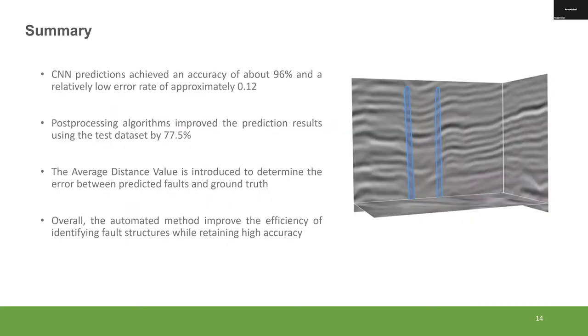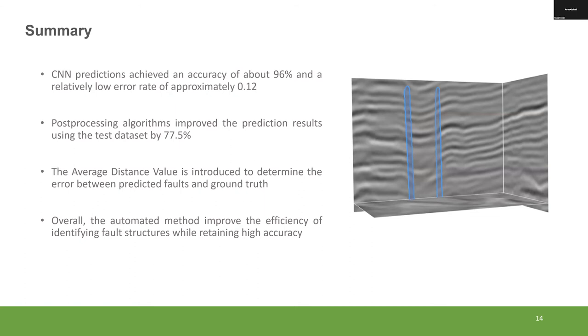In summary, the automated fault detection method helped us to achieve a more accurate prediction of about 96% and a relatively low error rate of approximately 0.12. And the post-processing algorithms helped to improve the prediction result even more, using the test data set, by 77.5% based on the number of the detected faults.